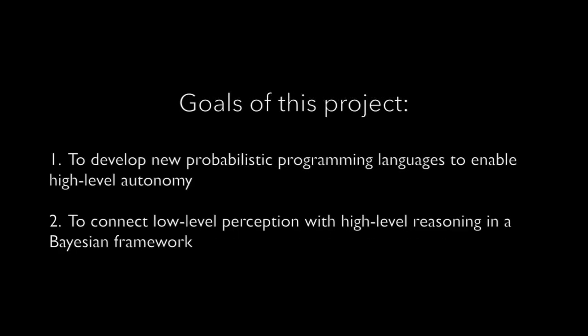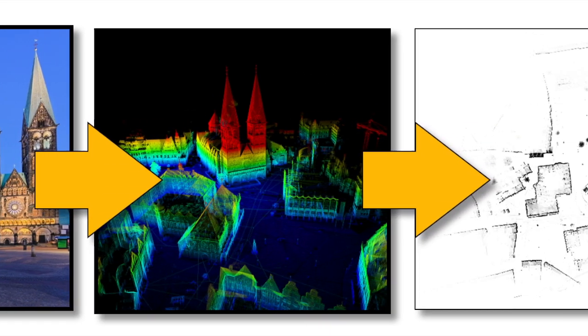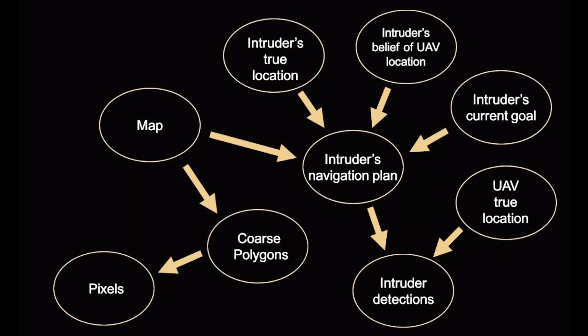The goal of this project is to use probabilistic programming to enable a new level of programming high-level behaviors into UAVs and to connect low-level perception with high-level reasoning. Our goal is to go from pixels and raw inputs to three-dimensional representations of the world like point clouds that can be turned into maps. And because of the inherent uncertainty in all of that, we use a Bayesian framework.